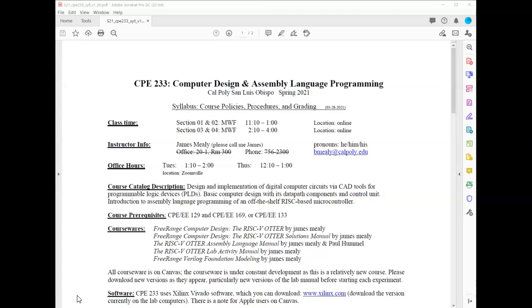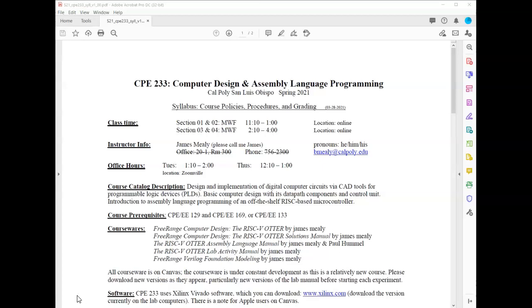My name is James Mealy. I prefer people calling me James. You can call me whatever you're comfortable with. My pronouns: he, him, his. Office hours are nominally 1 to 2 on Tuesday and 12 to 1 on Thursday. And so if these times don't work for you, just talk to me. We can work out other times. So anyway, this is all Zoom, of course.